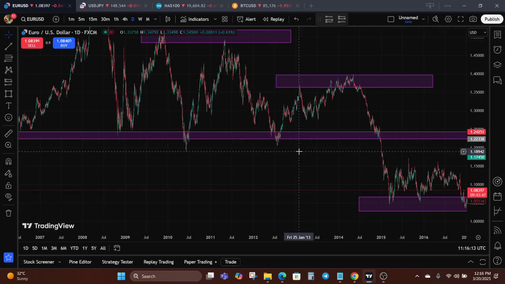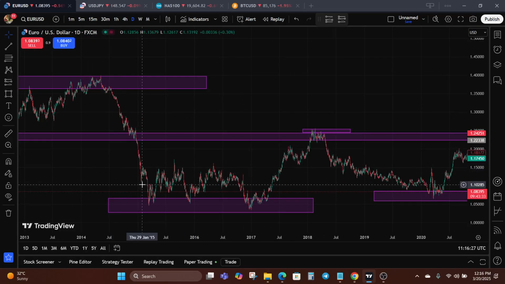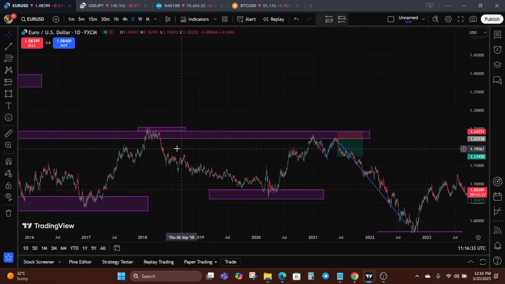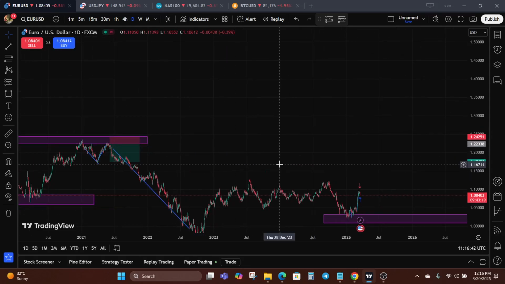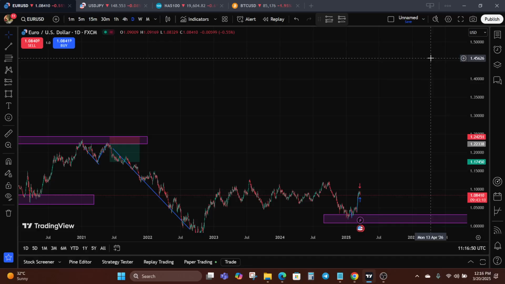So once a level has been tested multiple times, you can't tell whether the next retest is going to result in a breakout. As this level had already been tested about 4 times, the next one led to a breakout. And now, guess what? That level turned into a resistance. You can see that resistance has been tested 1, 2, 3 times. So if we are lucky, the 4th test might lead to a rejection. If not, the 4th test might lead to a breakout. That is the reason why you should be cautious when a level has been tested multiple times.